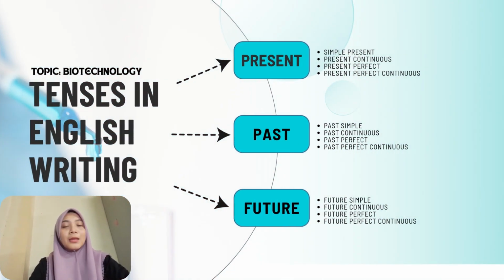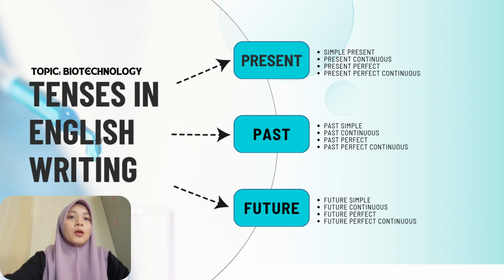So English has many tenses, but we will only focus on three main types, which is present, past, and future. Each of these can be divided into four aspects, which is simple, continuous, perfect, and perfect continuous.